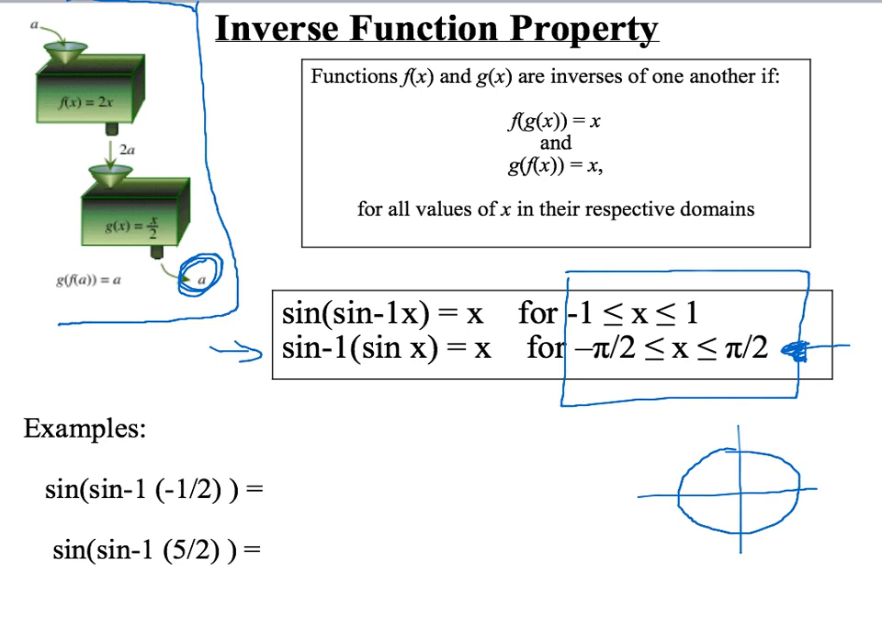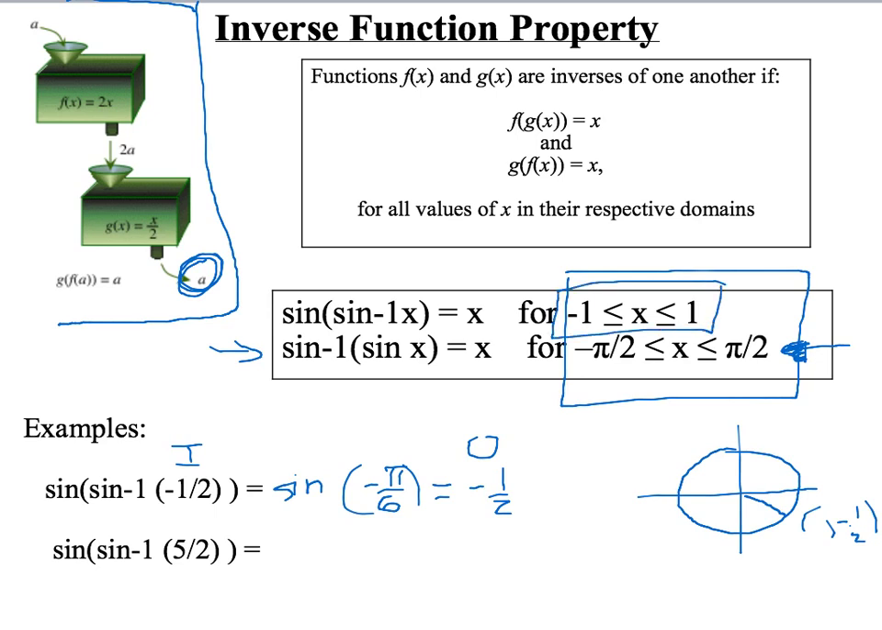But let's take a look at this now. What we have to do, and we just did this previously, is over here, our y-coordinate's negative 1/2, and we said the value that did that was negative pi over 6. So if we do this step by step, this is basically saying, well, what's the sine of negative pi over 6, which is negative 1/2. And so our input here and our output here are the same because we followed the restrictions on our input. Our input was a value between negative 1 and 1.